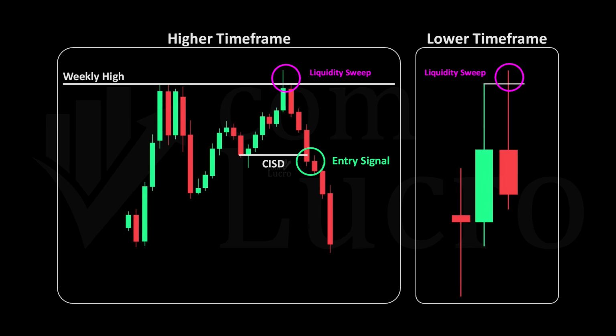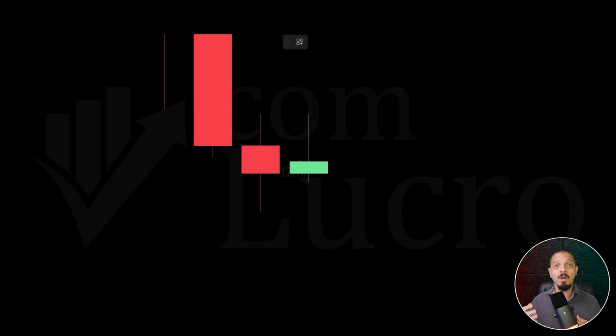Finally, execute using the CISD. Move down to your execution time frame, whether that is the 15-minute, the 5-minute, or the 1 hour. The entry remains simple. Either trade the break of the CISD or the inversion of the fair value gap. That is the trigger. There is no guessing involved. Let me walk you through this directly on the charts so you can see how it works in practice.